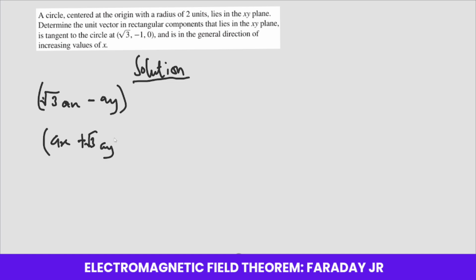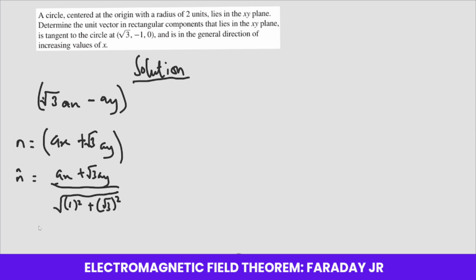We are going to find the unit vector of this, ax plus root 3 ay, because we said we should find the unit vector in rectangular components in the xy plane that is tangent to this value. Let me assign n to this. So the unit vector n should be equal to the vector ax plus root 3 ay all over the square root of their coefficients, that is 1 squared plus root 3 all squared.